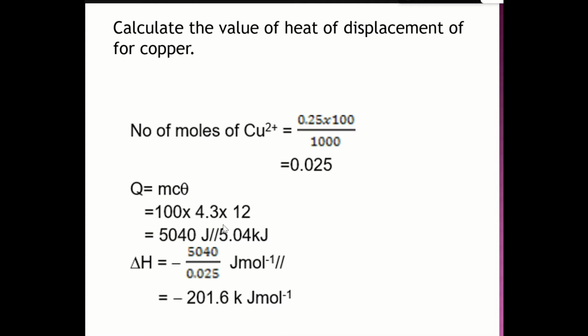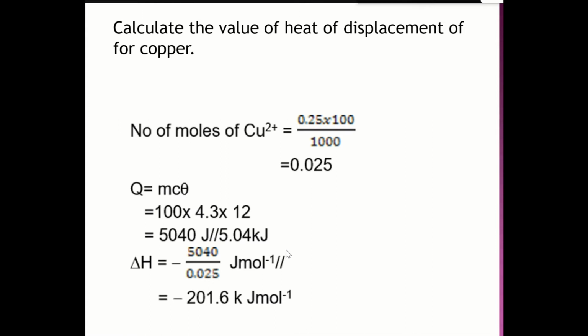And then always tell them what the relationship is between the number of moles and the heat change. So delta H, because the unit is kilojoule per mole, right? Then it's heat over number of moles. So they can come up with the answer in joule per mole, or they also can give the answer in kilojoule per mole. But the most important thing here is to make sure that they write down the negative sign.